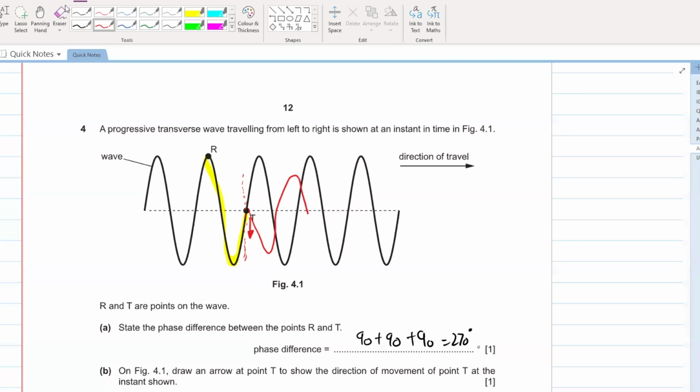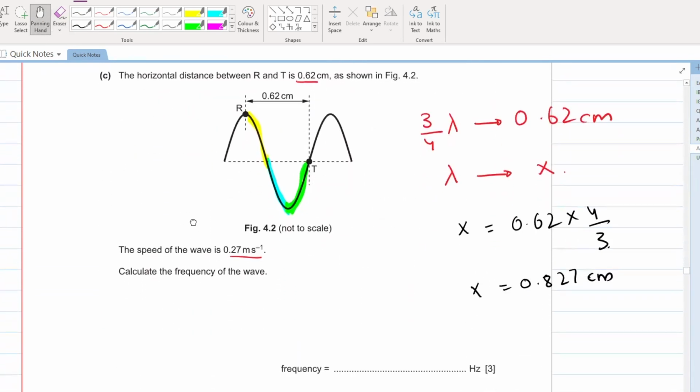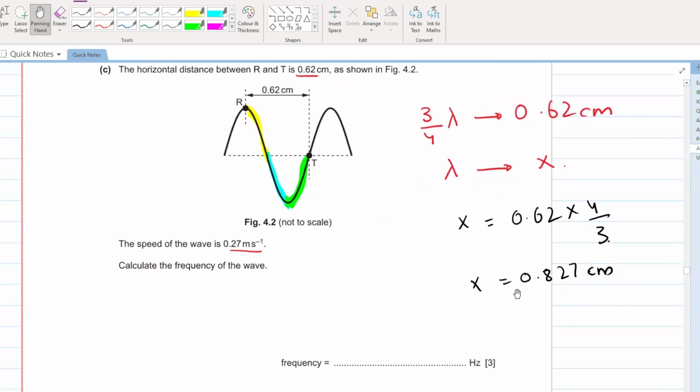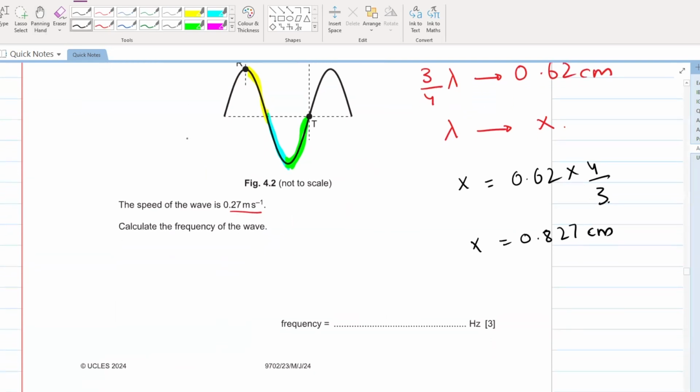So I have done the same thing. Once I replicated the wave, I got to know that t will move downward. So I have drawn an arrow downward. Simple. Nothing complicated here. चलो यहाँ पे हमें पता चल गया कि lambda is 0.827 centimeter. Perfect. The speed of the wave is this. Perfect. Now first and foremost you have to calculate the frequency.